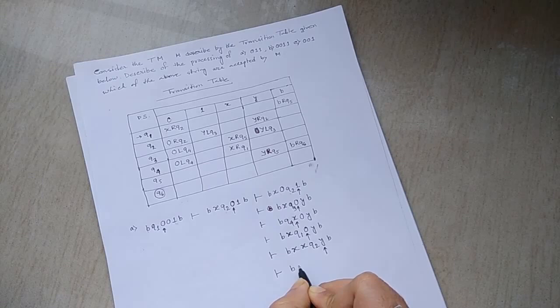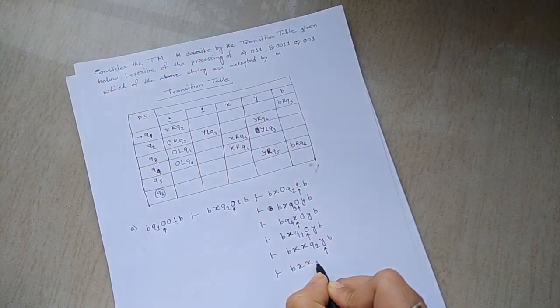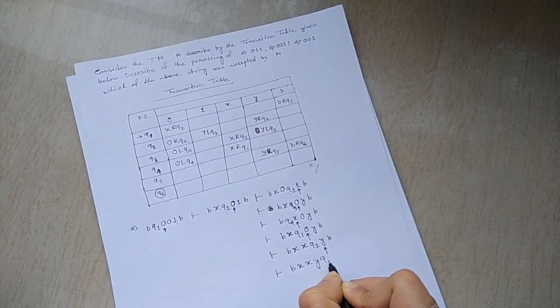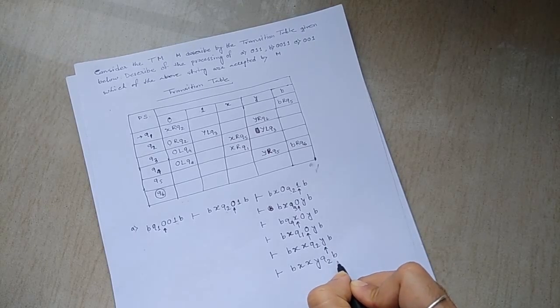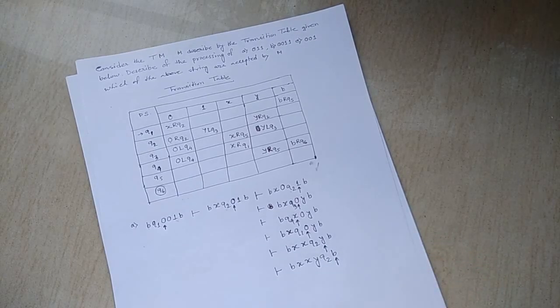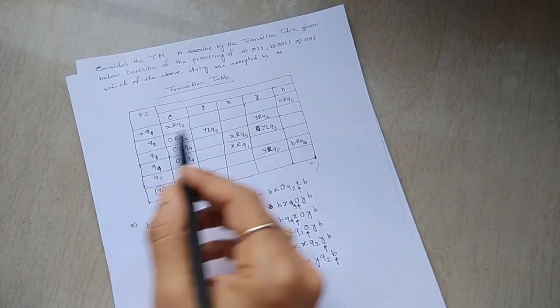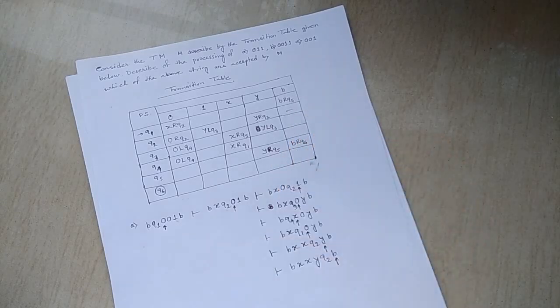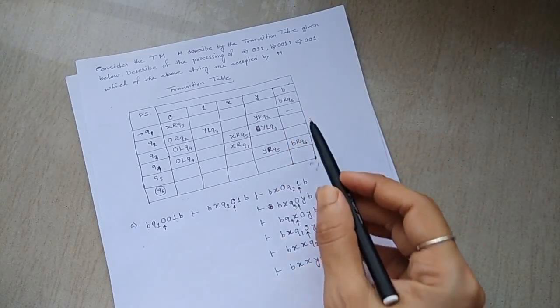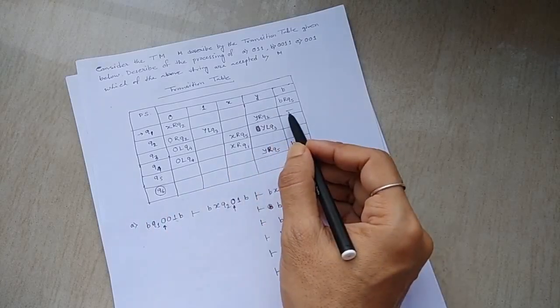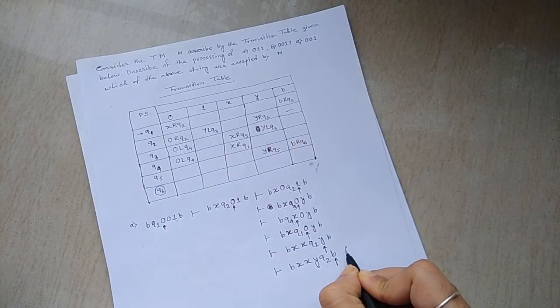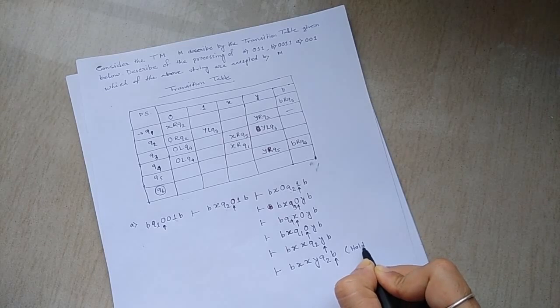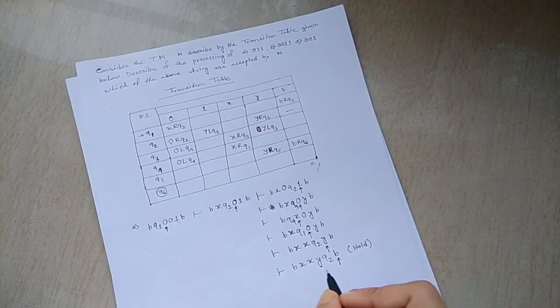So B X Y, Q2 remains the same, blank, and we are reading basically a blank. At Q2 the blank column has nothing, it is void, so we cannot move from this position. This is called the hold position, hold state. So that means this string is not accepted by this machine.